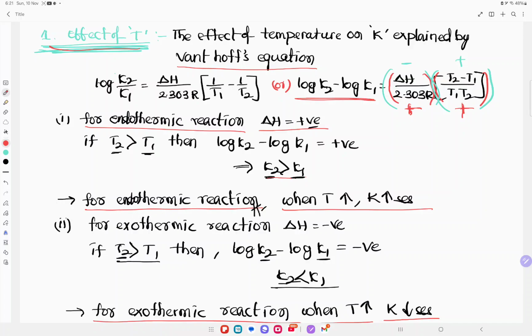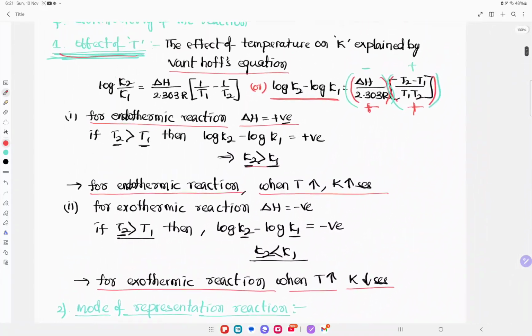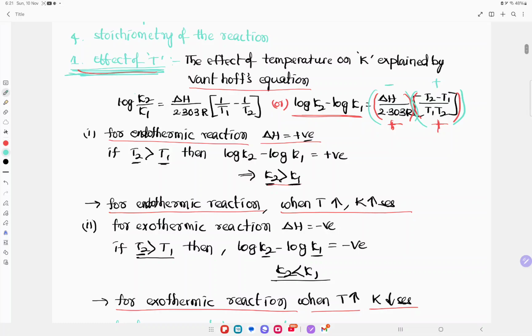What does it mean? For an endothermic reaction, when temperature increases, the K value increases. For an exothermic reaction, delta H is negative. So green color తో చూపిస్తున్నా చూడండి, delta H is negative. If T2 is greater than T1, this term becomes positive, so minus into plus becomes negative. That means K2 is less than K1. Lower value minus higher value becomes minus. So K2 less than K1 అవుతుంది. When temperature increases for an exothermic reaction, K1 at T1 and K2 at T2, the K value decreases.